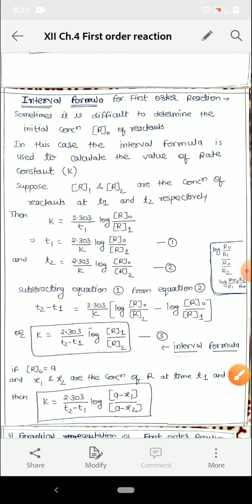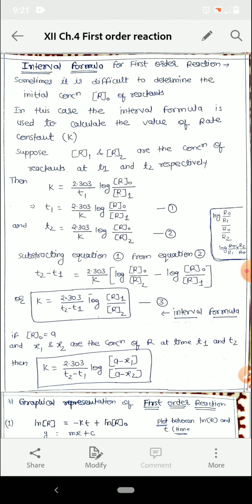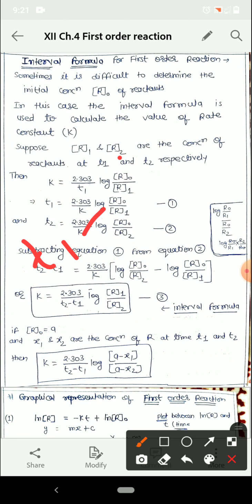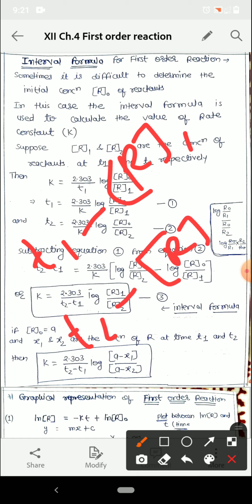Now the next one is the interval formula. So when in the question, suppose at t1 you have concentration R1, and at t2 you have concentration R2. That time you have to use this kind of formula, not the integral equation.